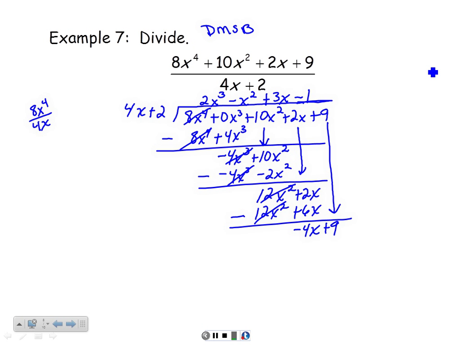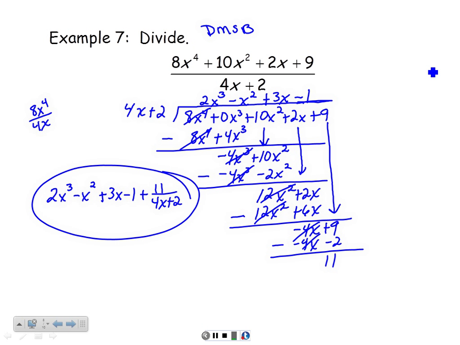Negative 1 times 4x is negative 4x. And negative 1 times 2 is going to be negative 2. Subtract. These are going to go away. 9 minus a negative 2 is going to go to 11. And so your answer is going to be 2x to the third minus x squared plus 3x minus 1 plus 11 over 4x plus 2. So that's going to be your answer.